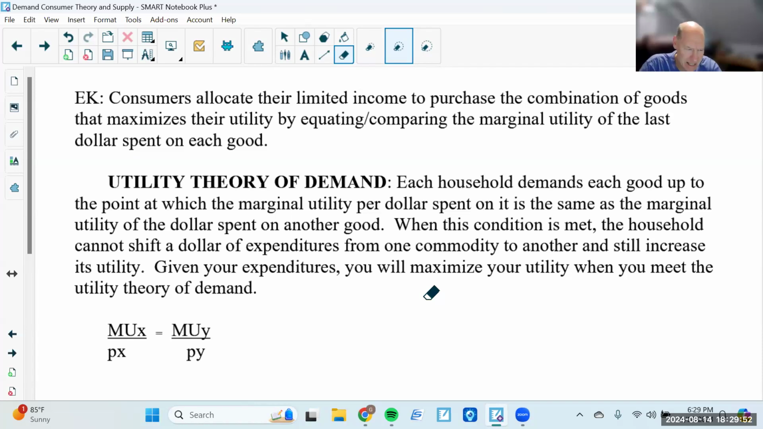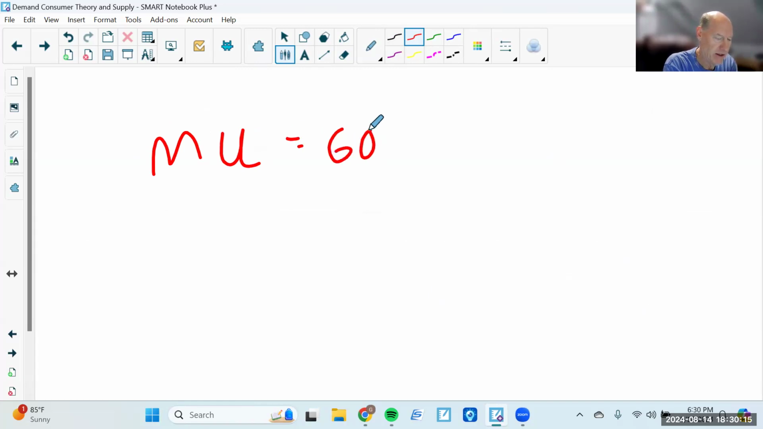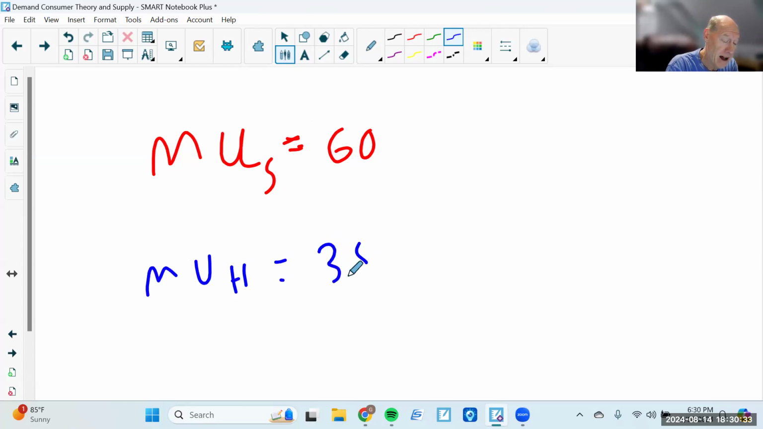Okay, and what happens is this. Let's suppose I'm going to a restaurant, and something about me is I love shrimp. The marginal utility of that shrimp meal for me is like 60 utils. Now, you don't know if that's a lot or a little because you don't know what scale I'm on. Am I on a scale of 1 to 1,000, or 1 to 100, or 1 to 60? Doesn't matter. That's my marginal utility for shrimp. My marginal utility for a hamburger is about 35.